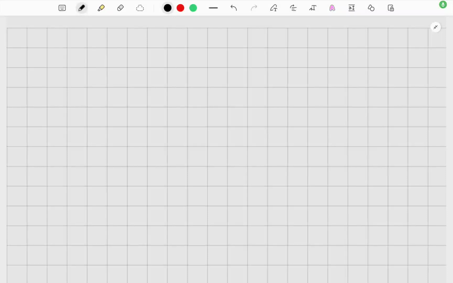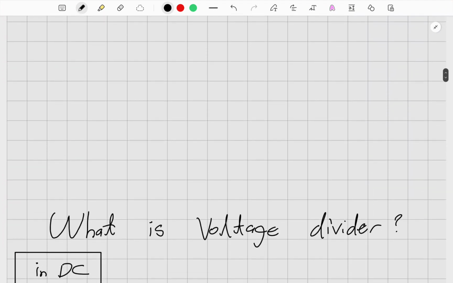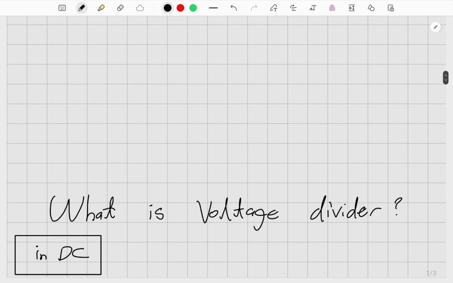Everyone, today I'm going to be going over what is a voltage divider and how to analyze it. So to start off, I'll answer the question, what is a voltage divider in DC? Well, a voltage divider is a simple network of resistors in series that is connected to a voltage source.